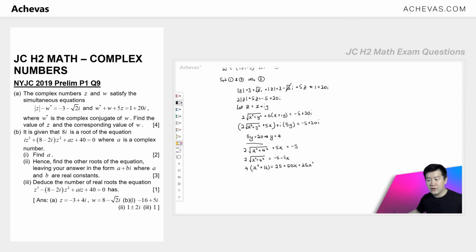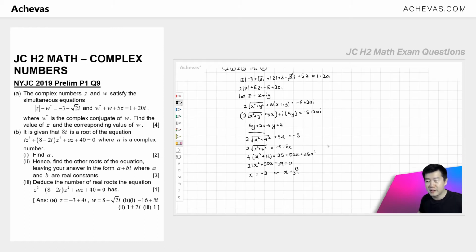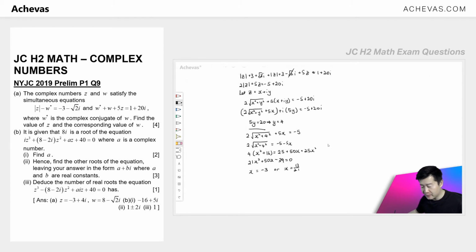If I were to shift everything over to the right hand side, I will end up with a quadratic equation, 21x squared plus 50x minus 39 is equal to 0. Solving for x, I'm going to be getting two values for x. X is equal to minus 3, or x is equal to 13 over 21, which means that I can get possibly two complex numbers that z is representing.